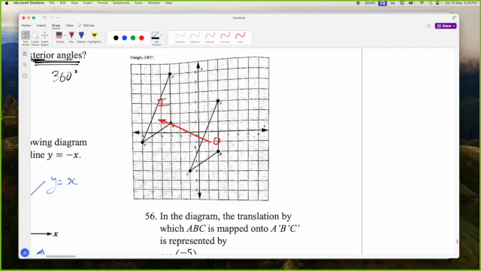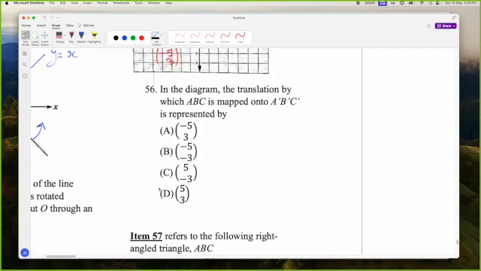And I just have to choose one point. So this is the point C, going to the point C prime. You could see I'm going in this direction. 1, 2, 3, 4, 5. Because I'm going in this direction, it's actually negative 5 along the x. And because I'm going up 1, 2, 3, it'll be positive 3. So negative 5, positive 3, the answer is A.